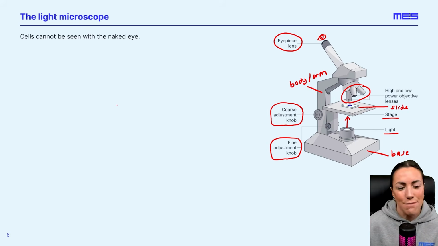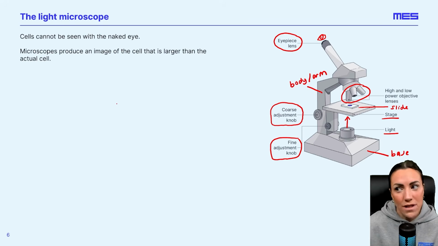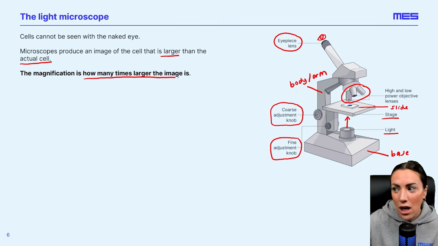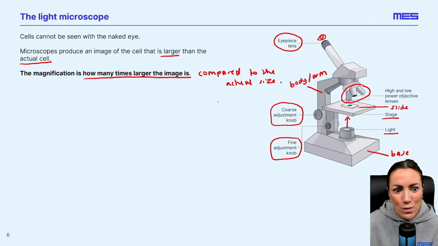So why do we use a light microscope? Well, cells are really small. They cannot be seen with the naked eye. So microscopes are going to help us to see that cell because it's going to produce an image of the cell that is larger, bigger than the actual cell. Now we need to have two key definitions. The magnification is how many times larger the image is compared to the actual size. So we're not going to say how zoomed in it is. We're going to say the magnification is how many times larger the image is compared to the actual size.